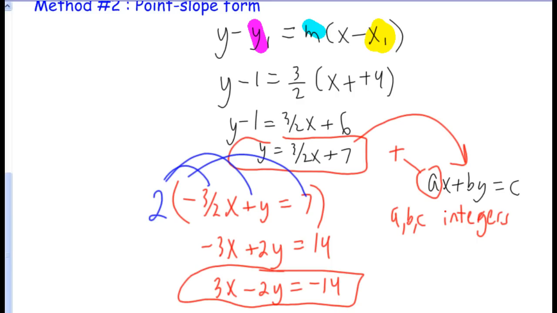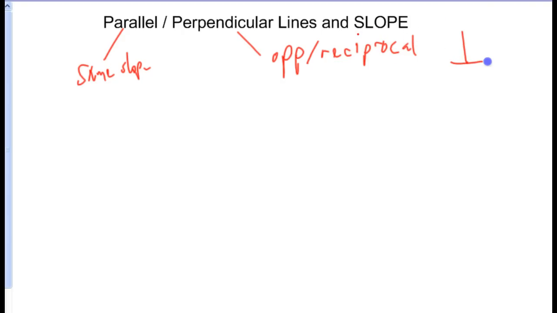So there's three different forms we know. Standard form, slope-intercept form, which is y equals mx plus b, and point-slope form, which is this form right here. Parallel and perpendicular lines. You might remember some of this stuff here. Parallel lines have the same slope, and perpendicular lines have opposite reciprocal slopes. So you have to do two things to find the slope of perpendicular lines when they hit at 90 degrees. You have to flip it, that's reciprocal, and then change the sign here. So let's look at what a problem might look like.